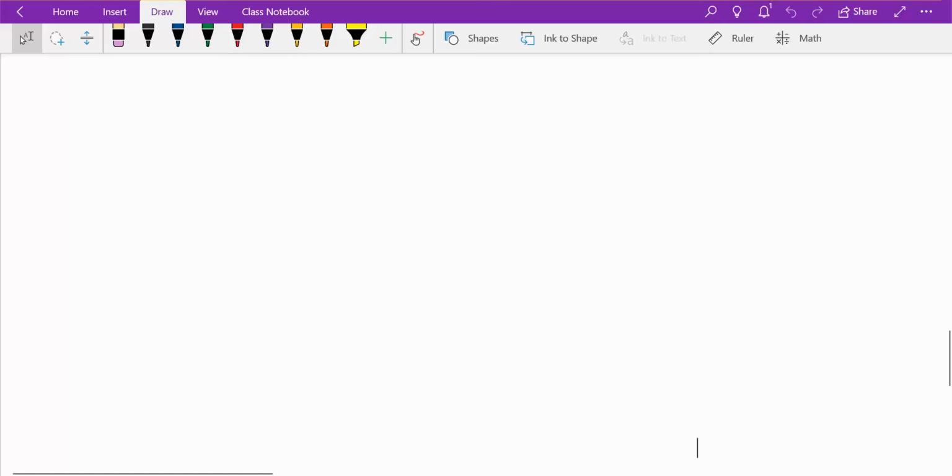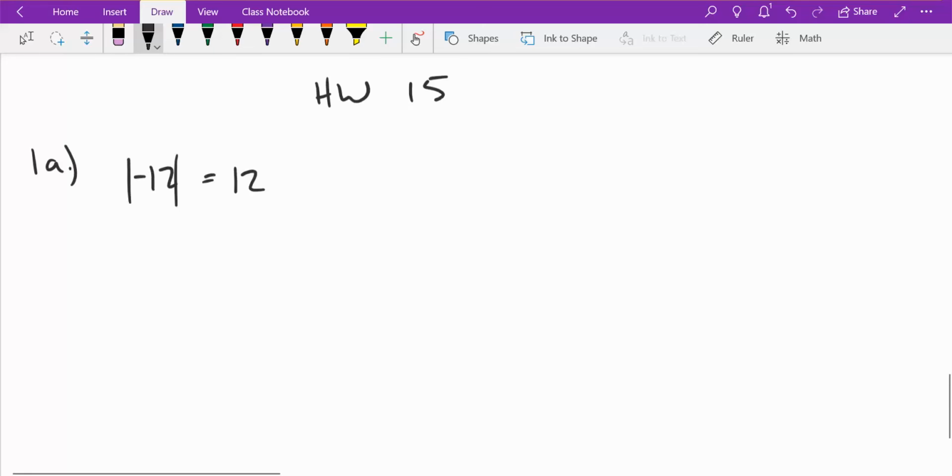This is homework 15, and we're going to go over it really quickly. 1a, the absolute value of negative 12 is 12. Its absolute value is asking how far from the 0 we are.